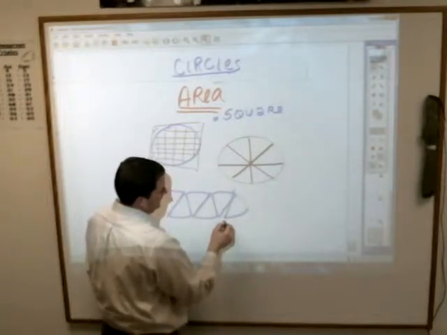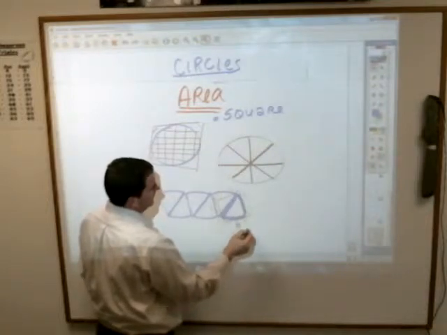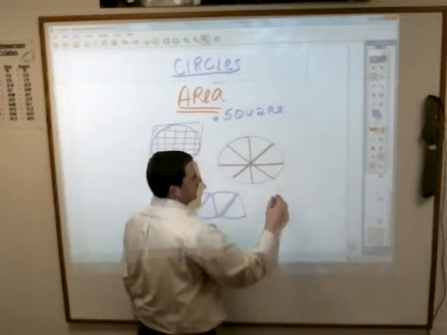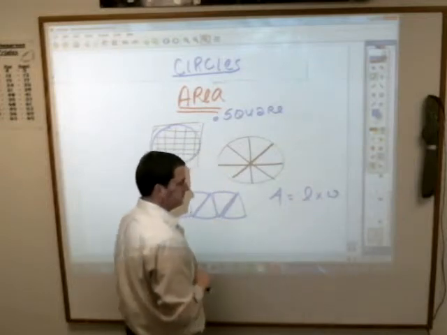Once he did this, then the guy said, you know what? I know how to find the area of a rectangle. We've got that formula. What is the formula for the area of a rectangle? Area equals length times width.